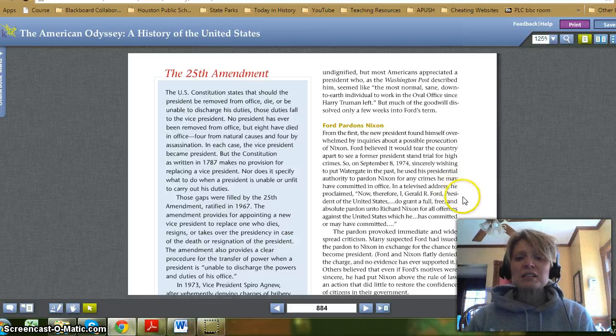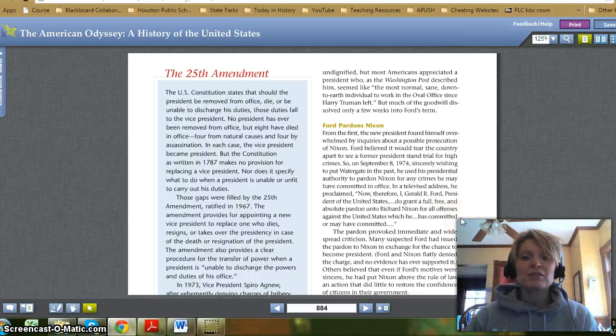In a televised address, he proclaimed, "Now therefore I, Gerald R. Ford, President of the United States, do grant a full, free, and absolute pardon unto Richard Nixon for all offenses against the United States which he has committed or may have committed."